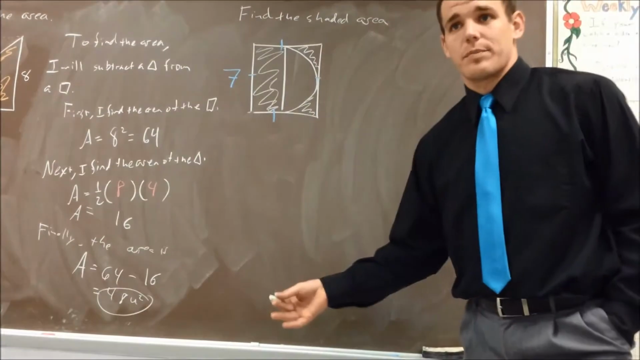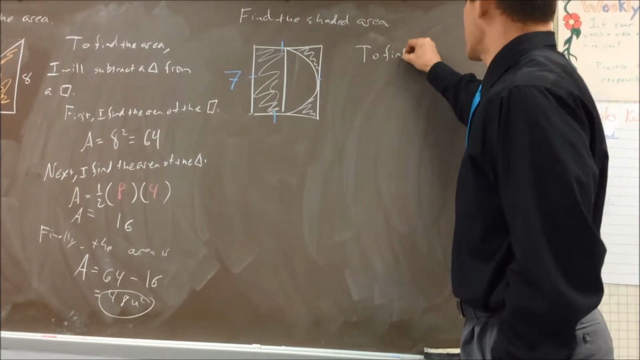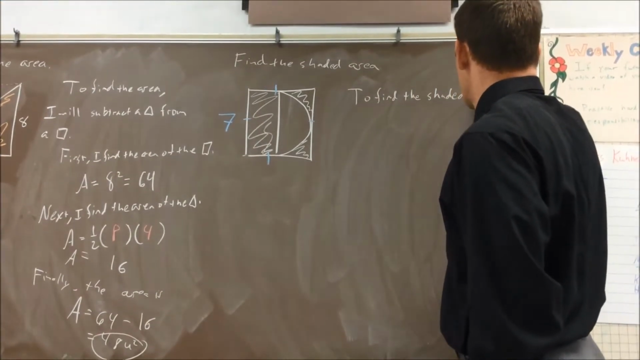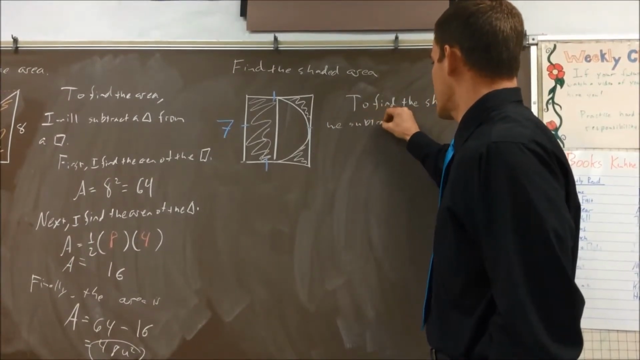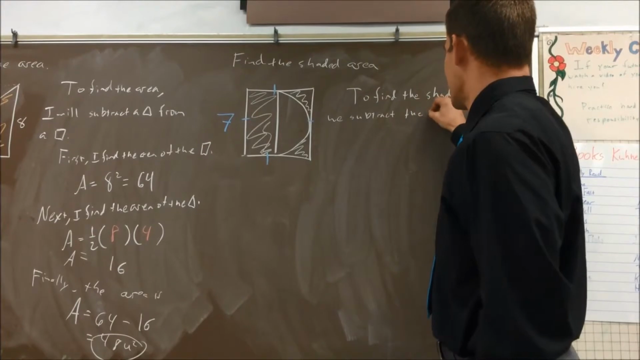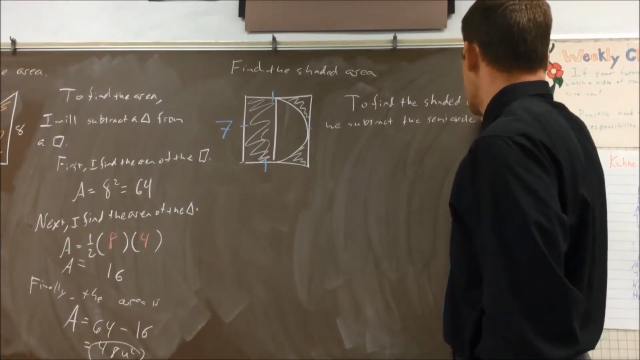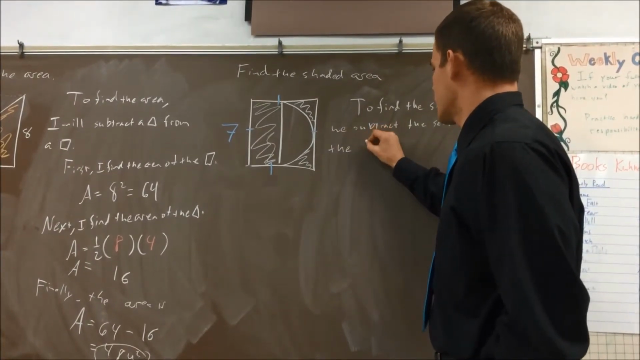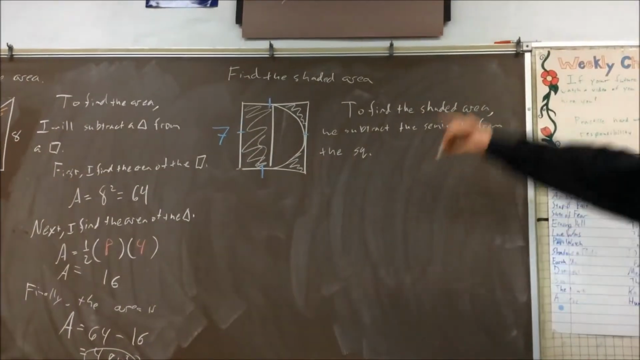So let's give a brief introduction. To find the shaded area, we subtract the semicircle from the square. Now, some of you may not want to do it kind of like that.